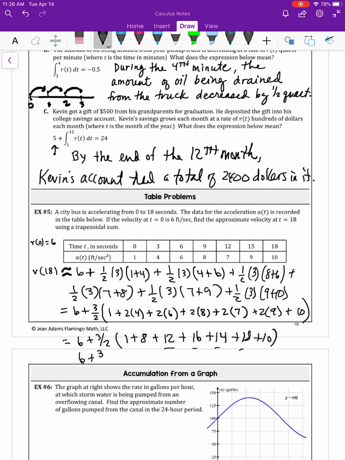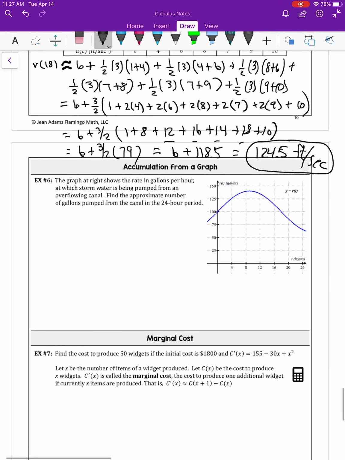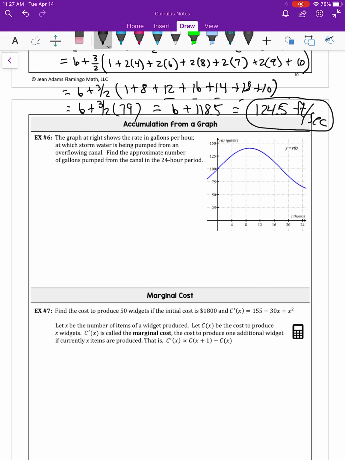So I see 30, and I see another 30, that's 60, 79. So 6 plus 3/2 times 79 is going to give us 6 plus 118.5, which is going to be 124.5 feet per second.